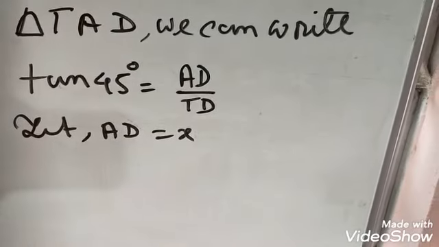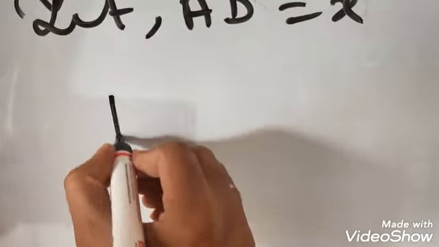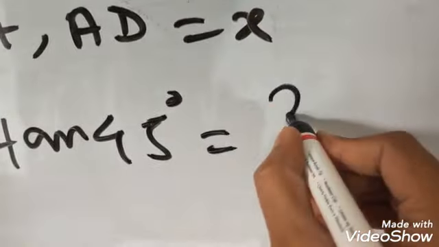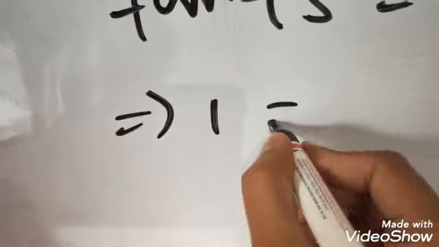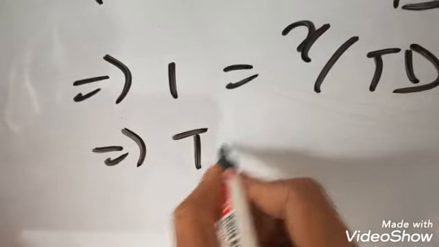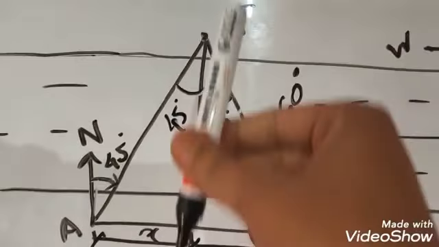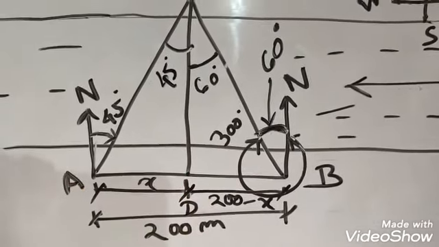So we can write tan 45 is equal to AD, which we have taken as x, so x by TD. Tan 45, as we all know, is 1. So x by TD gives TD is equal to x. So the length of this perpendicular, the width of the river, is equal to x.